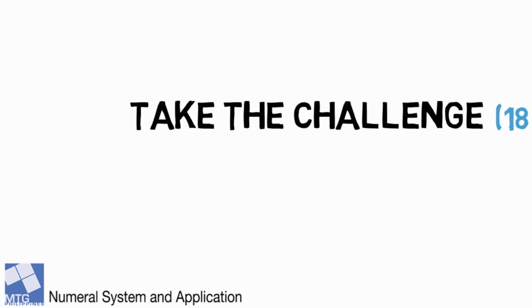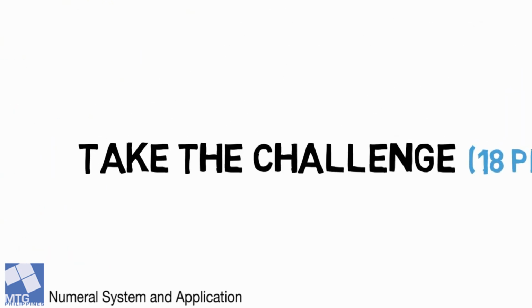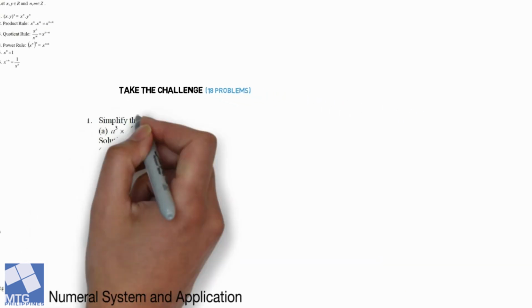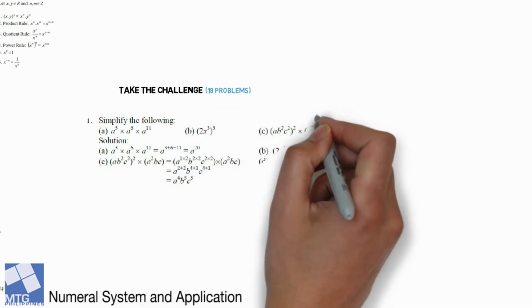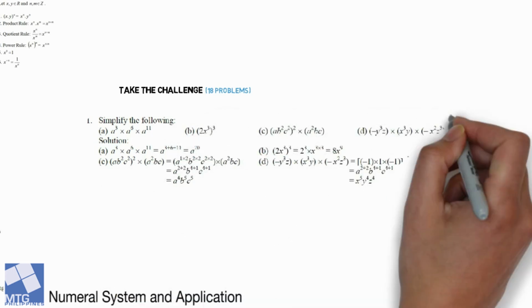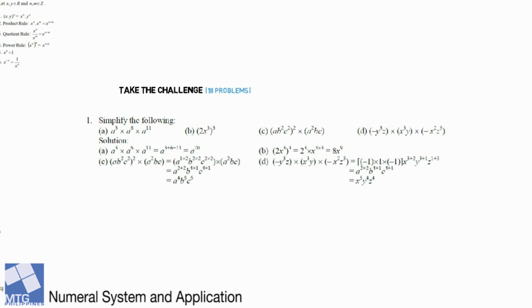For the items under Take the Challenge, we will only discuss the odd-numbered problems, while the even numbers will be left for your practice. Item number 1. We are tasked to simplify the following expressions. Well, as you recall, we already have done something like this in the warm-up practice. So we just have to recall the different laws of exponents.